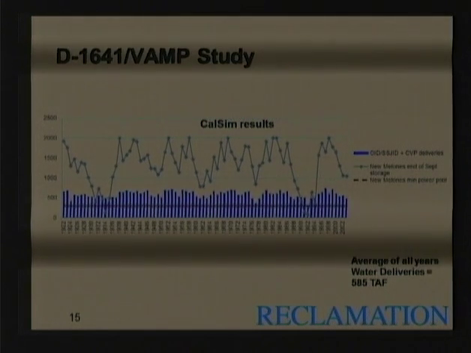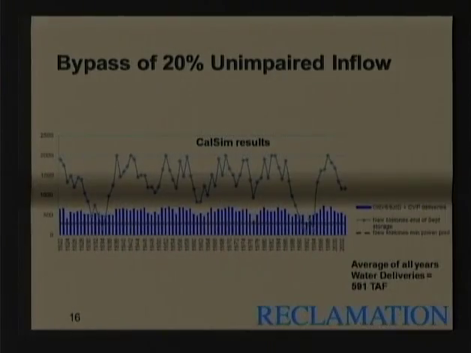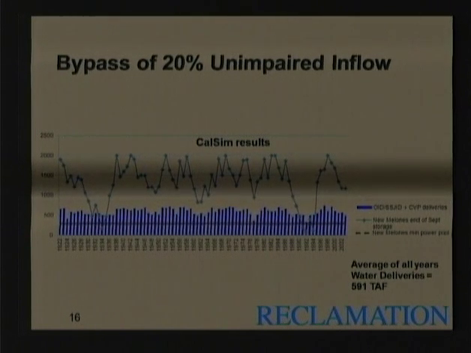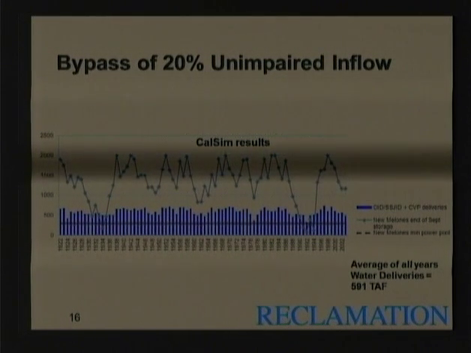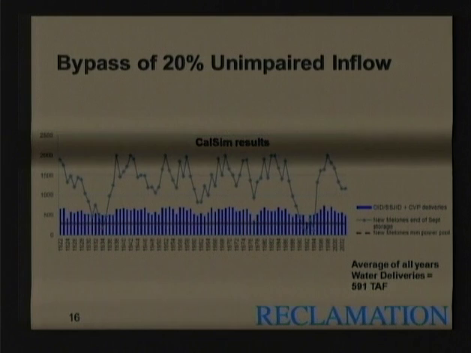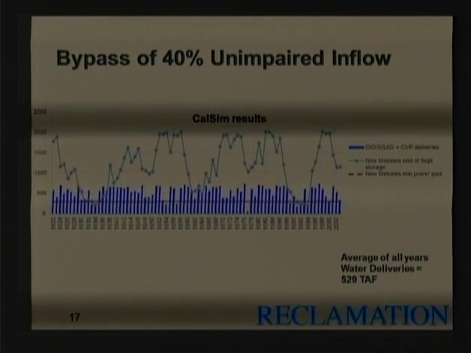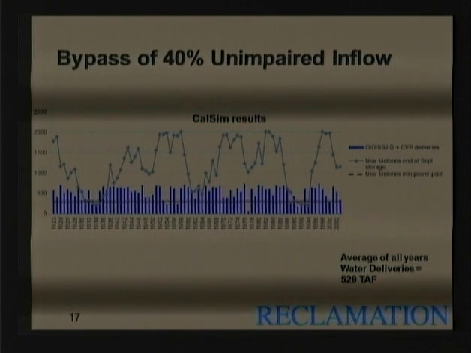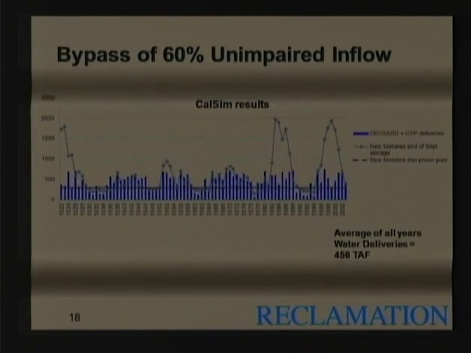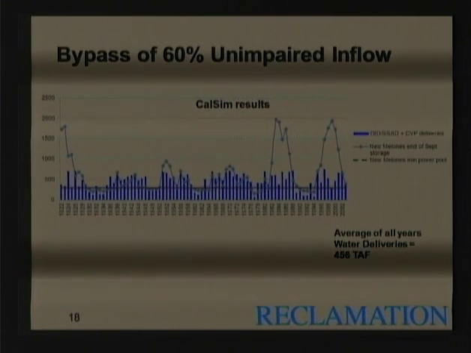So D1641 VAMP study deliveries were 585,000 acre feet. If you move to the 20% scenario, it's 591. So the 20% is pretty similar to the D1641 VAMP in terms of the allocation for releases. But if you move to 40%, then the deliveries start to go down, 529 TAF. And then at 60%, you start to get a real drastic difference, 456.